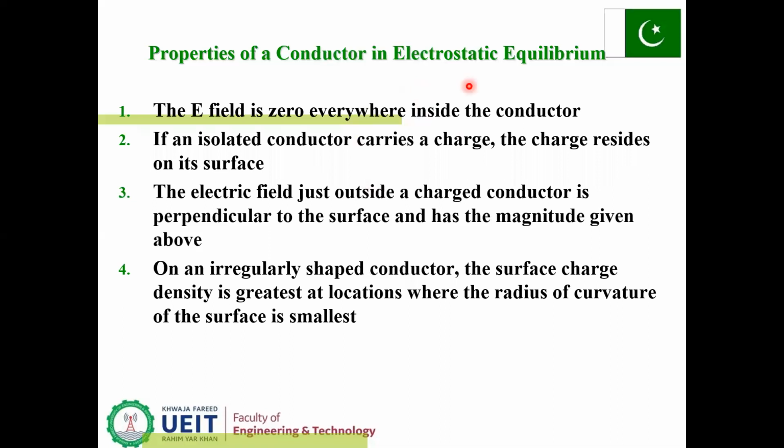Properties of a conductor in electrostatic equilibrium. The electric field E is zero everywhere inside the conductor. If an isolated conductor carries a charge, the charge resides on its surface. The electric field just outside a charged conductor is perpendicular to the surface and has the magnitude given above. On an irregularly shaped conductor, the surface charge density is greatest at locations where the radius of curvature of the surface is smallest.